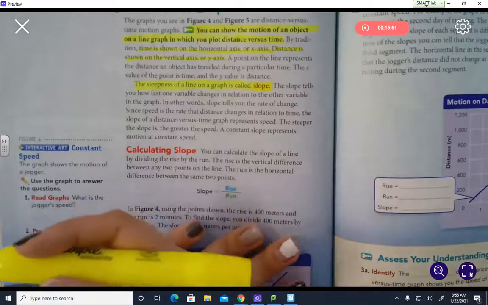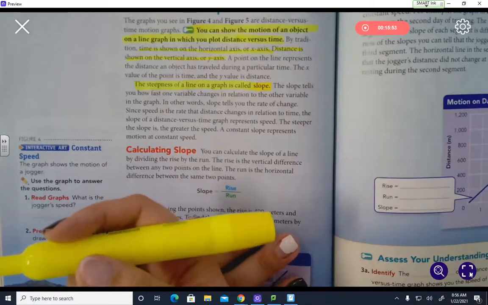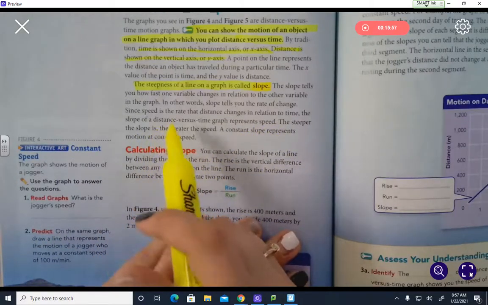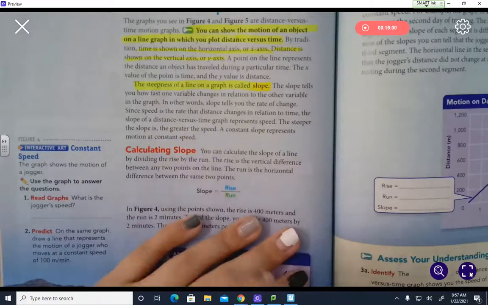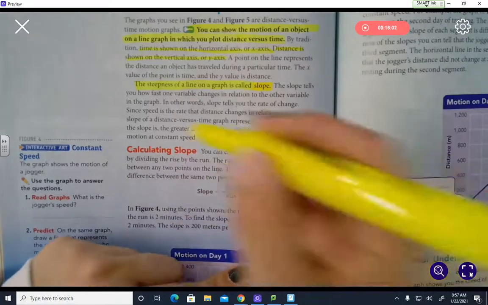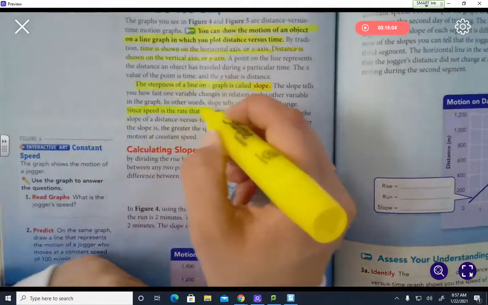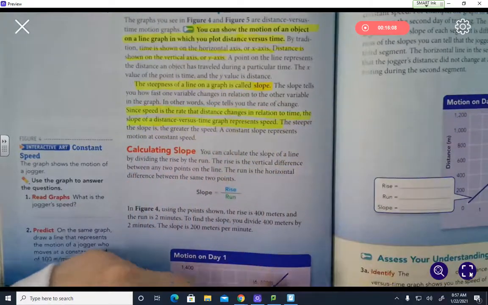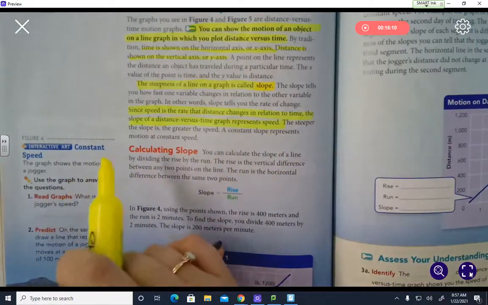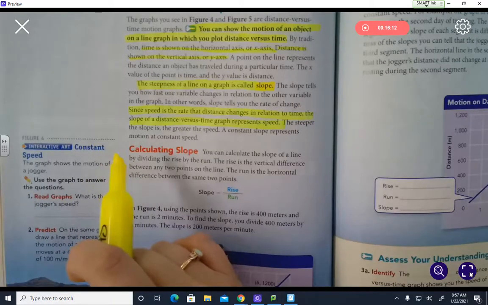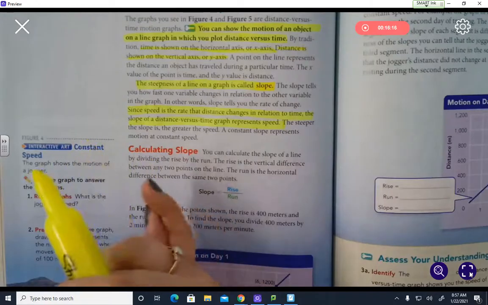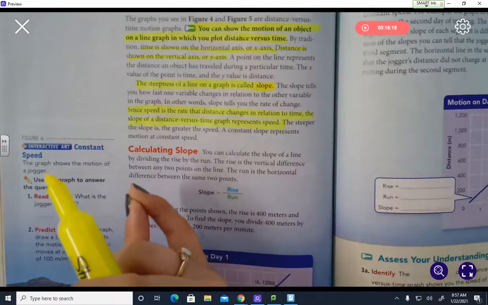Since speed is the rate that distance changes in relation to time, the slope of the distance versus time graph represents speed. Highlight that. The steeper the slope, the greater the speed. A constant slope represents motion at a constant speed.